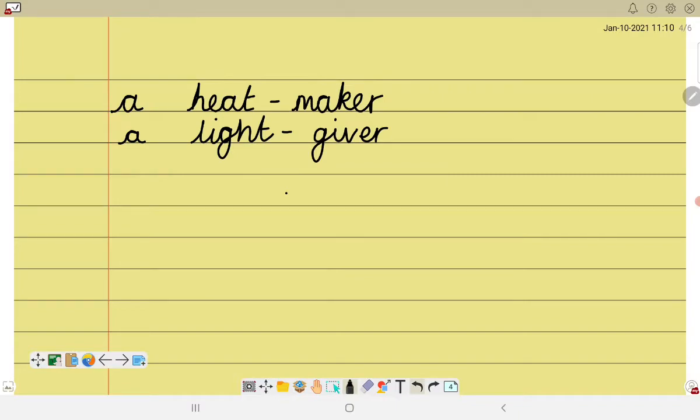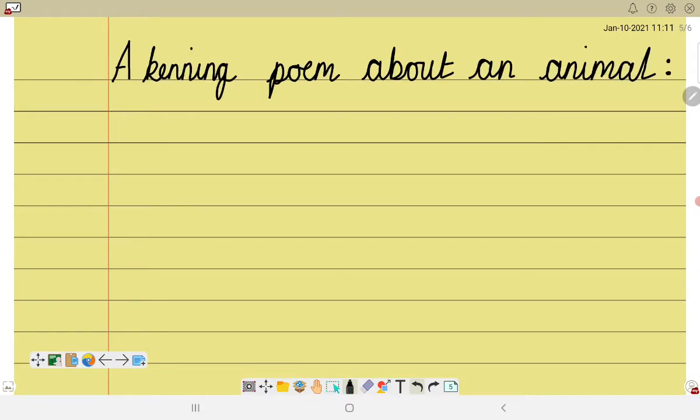Here are some kennings I've written about something. A heat maker, a light giver. What could these kennings be written about? Well, it could be a few things, couldn't it? It could be the sun, a fire, maybe even a light bulb. Now I'm going to write a kenning poem about an animal. A kenning poem is just lots of kennings written about the same thing. I'm going to write it, and as I do, see if you can work out which animal I'm writing about.